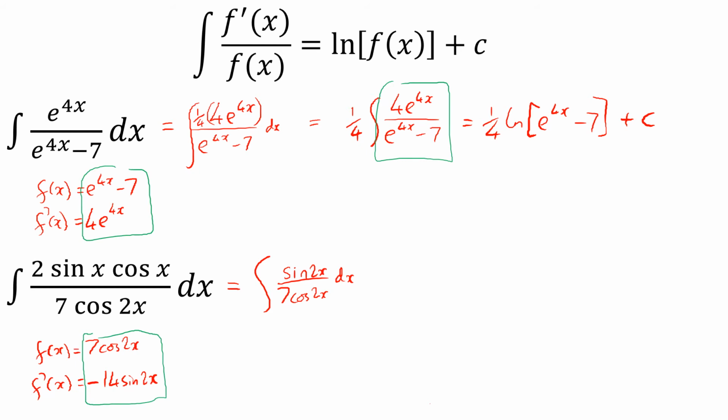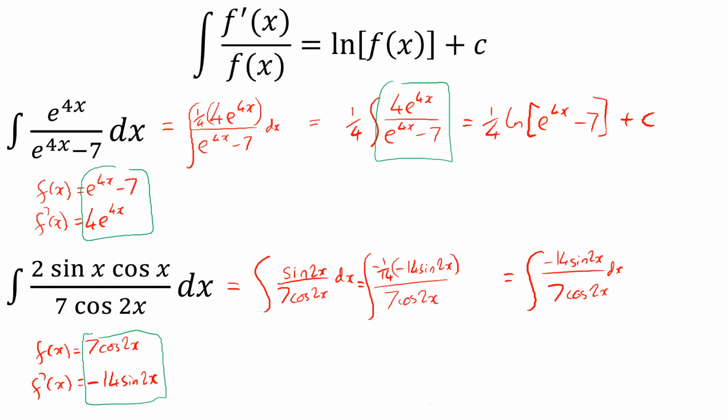Obviously the bottom does look like 7 cos 2x, but we want the top, again let's include a little bit of a step in between, to look like minus 14 sin 2x. Doesn't at the moment though, so how can we do that? Well, again, we'll take out a factor. So we want this to be minus 14 sin 2x. And that means that we're going to need to take out a factor of minus a 14th on the top.